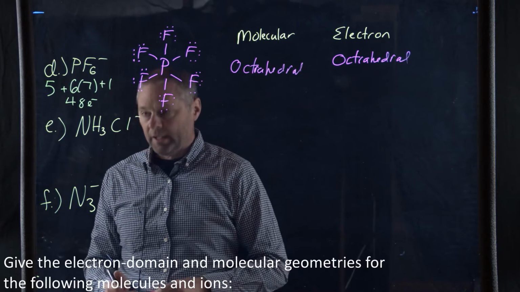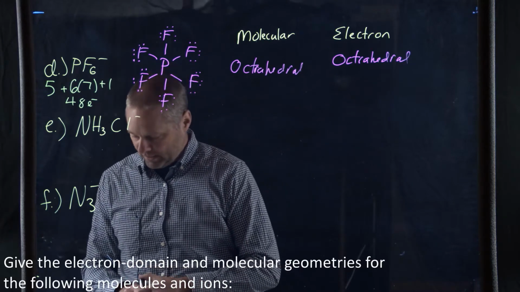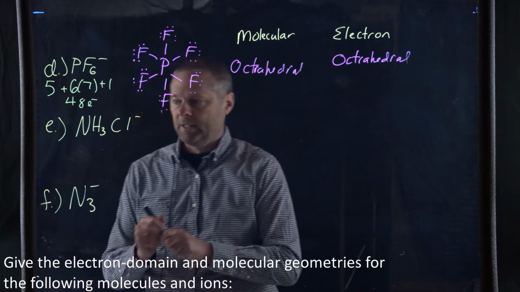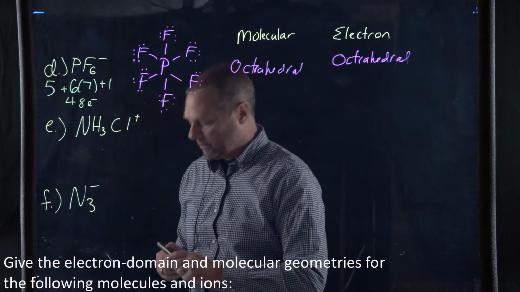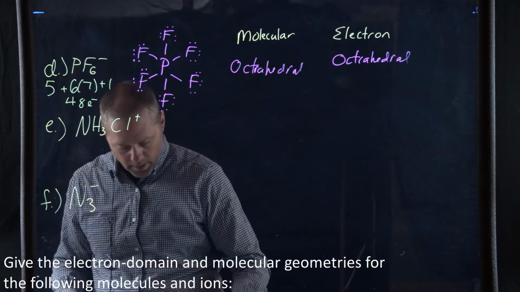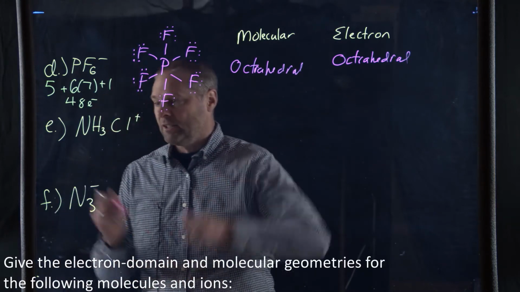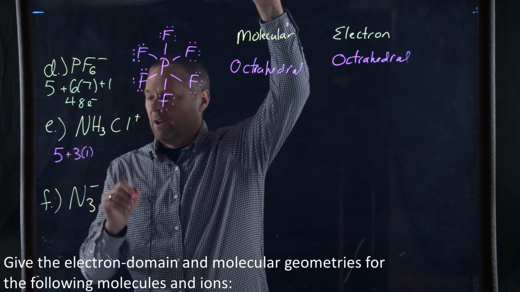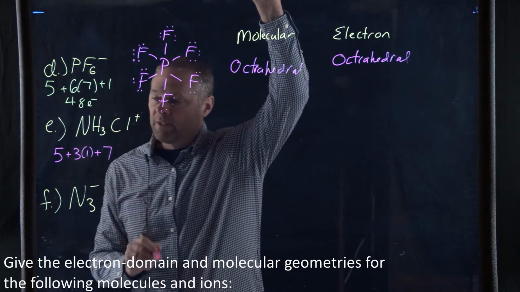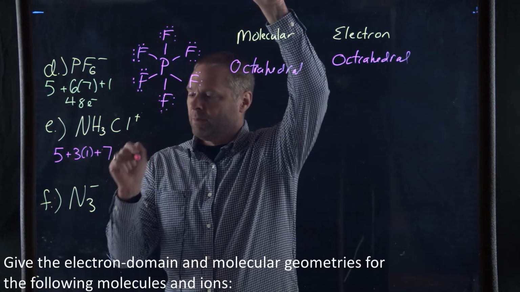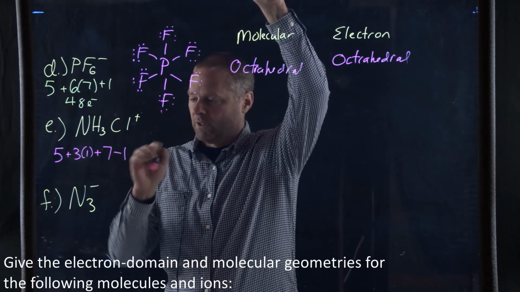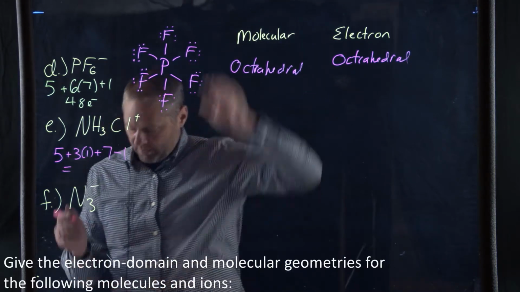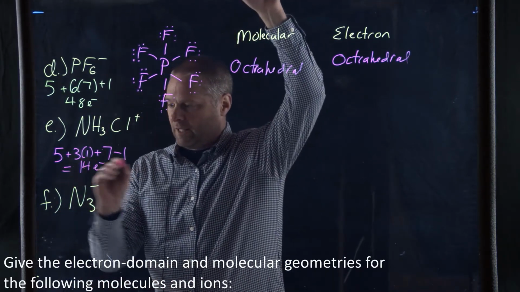Now, if we look at the ammonium chloride cation, oops, I already made a mistake. That's supposed to be plus, that's not negative. We count the number of valence electrons. Nitrogen has 5, plus 3 from the hydrogens, plus 7 from the chlorine. Now, the plus means that we lose an electron. And this tells us that we now have 14 electrons.